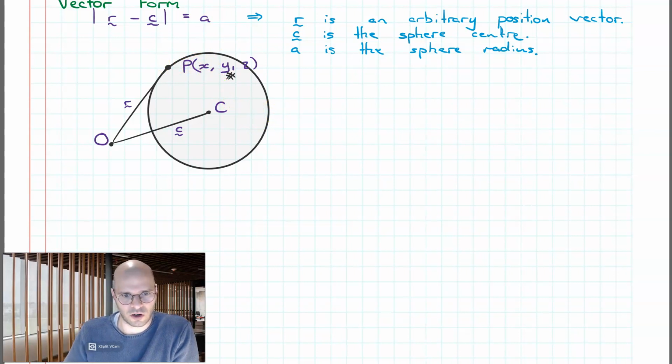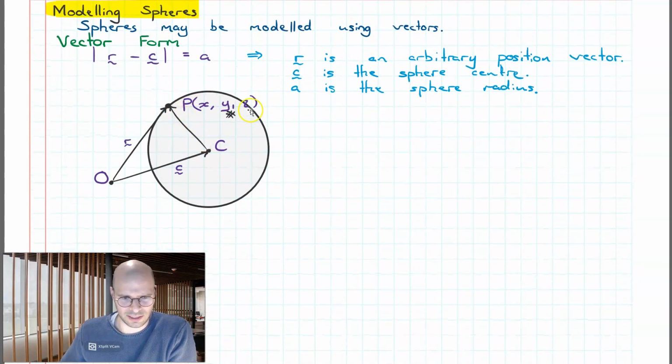Now moving from C to P, we have a vector that is something like this. So to go from C to P, the length of C to P is going to be A. So the length from C to P is simply A. So what we have over here is the diagram that describes the situation of the vector form shown up here.